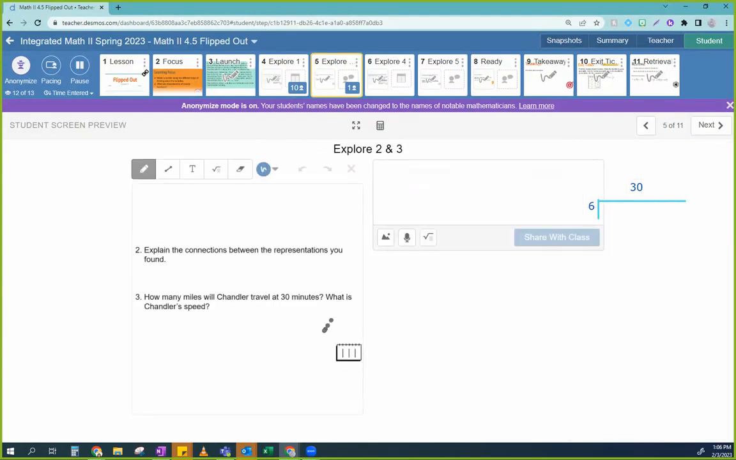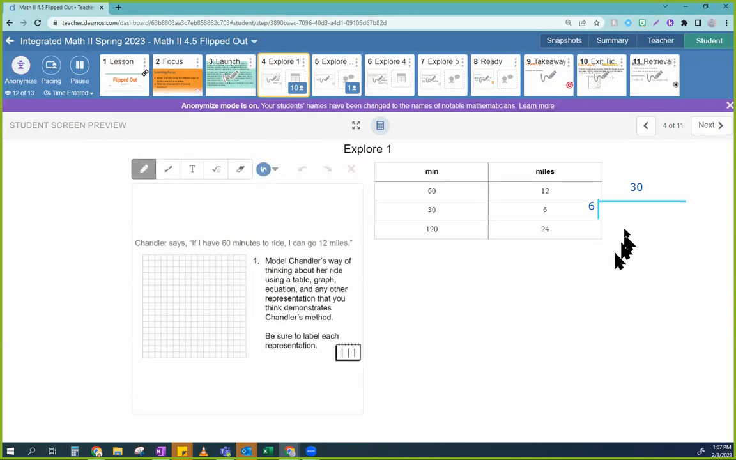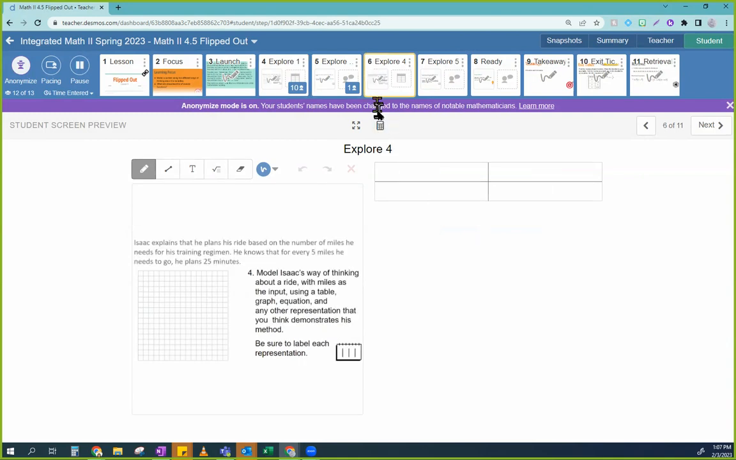Okay, so I think we answered these ones. Check. We answered his speed. His speed is the slope, by the way, if you didn't realize that the speed for Chandler is his slope. Let me clear that off. Okay, so now on to slide 6.